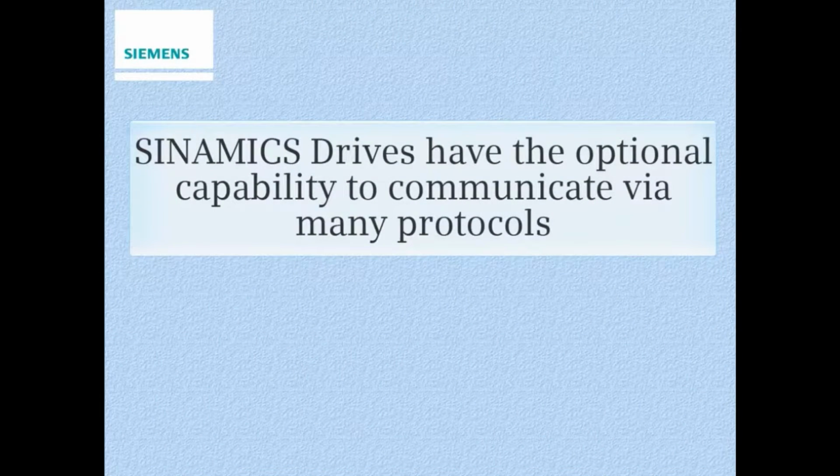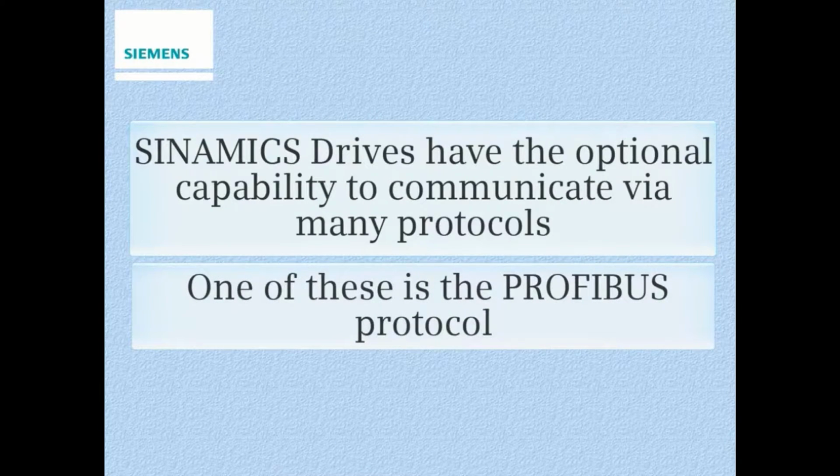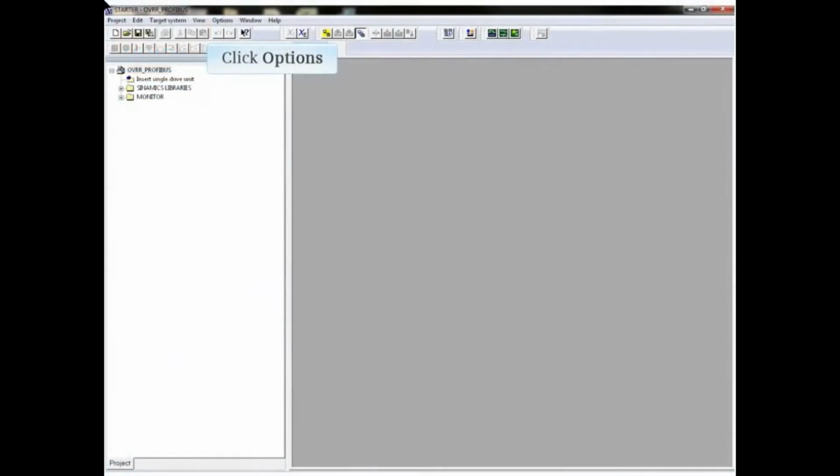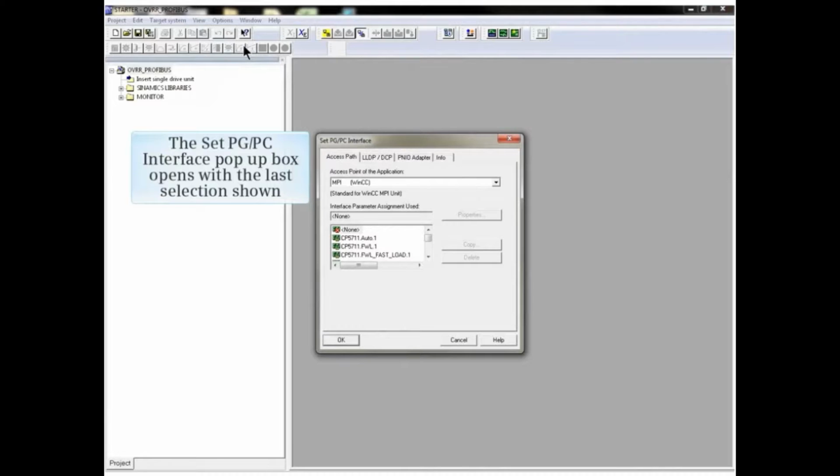Sinamics drives have the optional capability to communicate via many protocols. One of these is the PROFIBUS protocol. In the Starter main menu, click Options. And then from the drop-down menu, click Set PGPC Interface. The Set PGPC Interface pop-up box opens with the last selection shown.